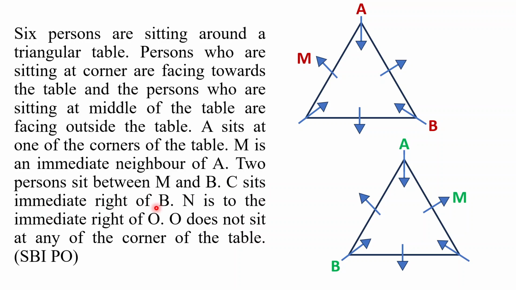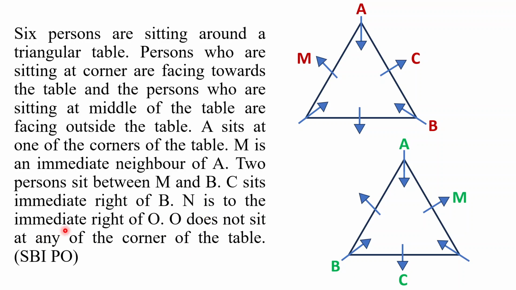C sits immediate right of B. So in case number 1, B is facing towards the table, so this side will be the right side of B, so C will be placed here at this position. In case number 2, again B is facing towards the table, so this side will be the right side of B, so C will be placed here at this position.